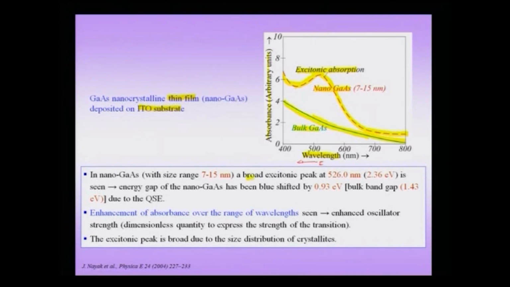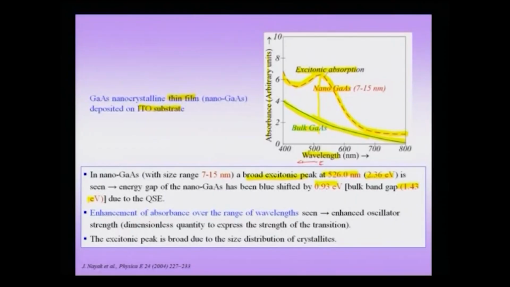So, the broad excitonic peak occurs at about 526 nanometers. So, this is the range where it occurs, and this corresponds to an energy of about 2.36 eV, and if you compare it with the band gap of the bulk gallium arsenide, it is about 1.43 eV. That means that the frequency is blue shifted. That means the band gap has effectively increased, right. This shift is 0.93 eV; the net value is 2.36 eV.